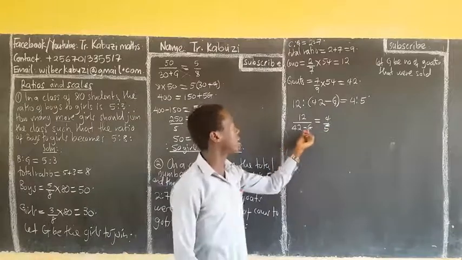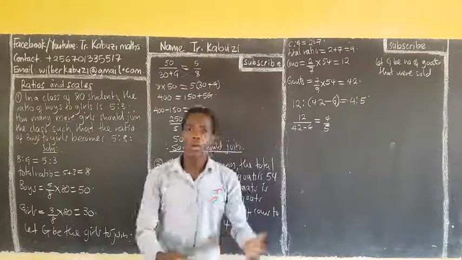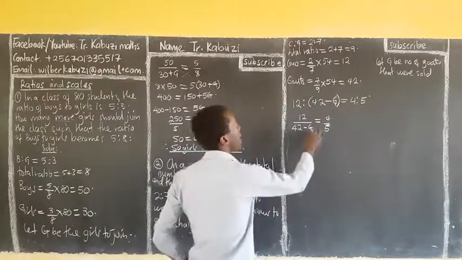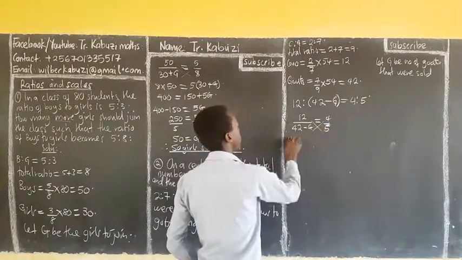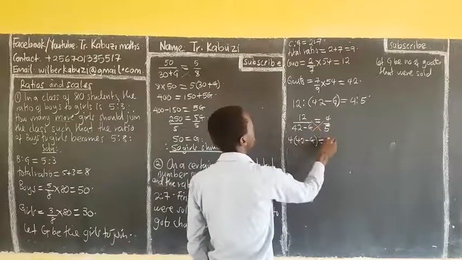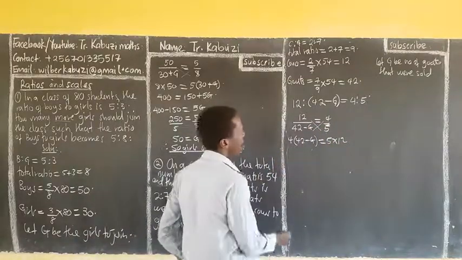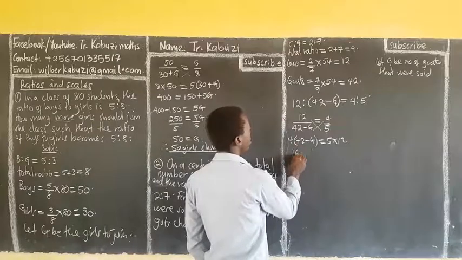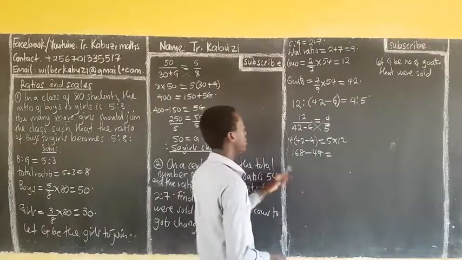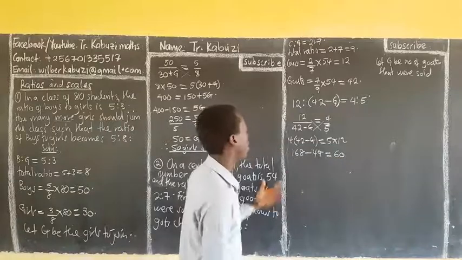So here we are subtracting because we are removing, we are selling off. Here we would be adding because we are joining. So here we shall cross multiply like this. I'll be having 4 times 42 minus 4 times D equaling 5 times 12. So when I multiply here, I get 168 minus 4D equaling, I think, 60.